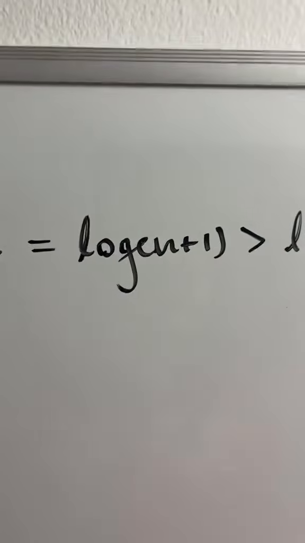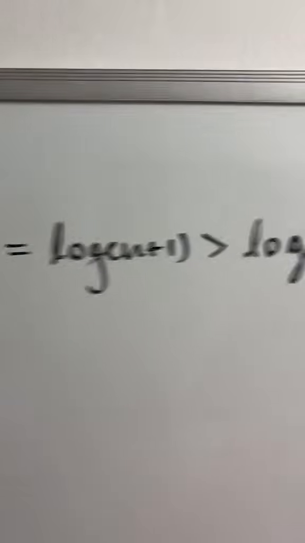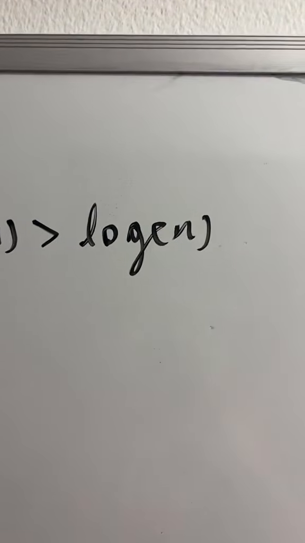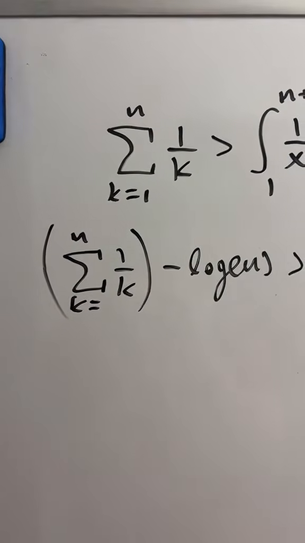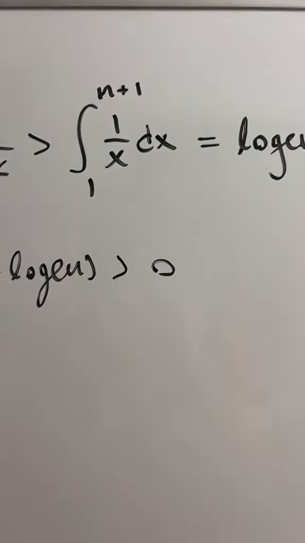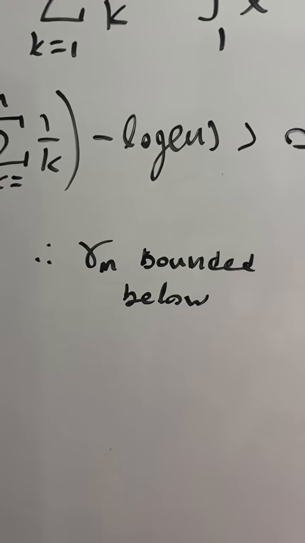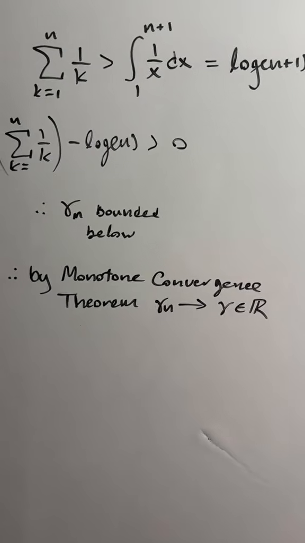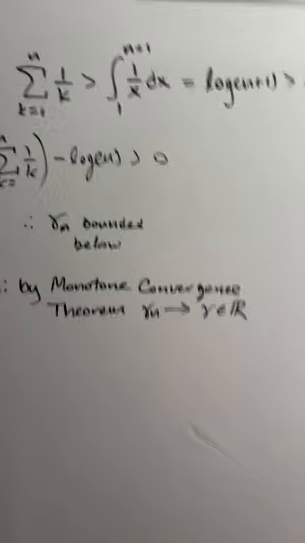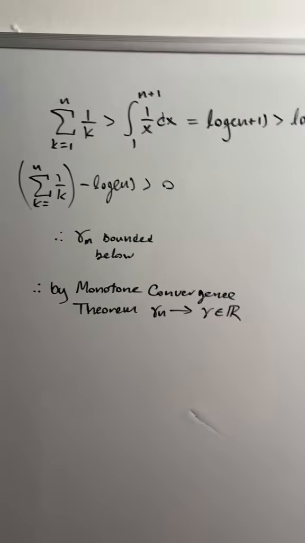integral, and trivially log of n plus 1 is going to be bounded below by log of n. We can then take this log n and subtract it on both sides, which will get us this inequality. The sum minus the log is greater than 0. Thus, we've shown that gamma n is bounded below. Therefore, by the monotone convergence theorem, we know that our sequence converges to a real number, and that the Euler-Mascheroni constant is well defined and convergent.